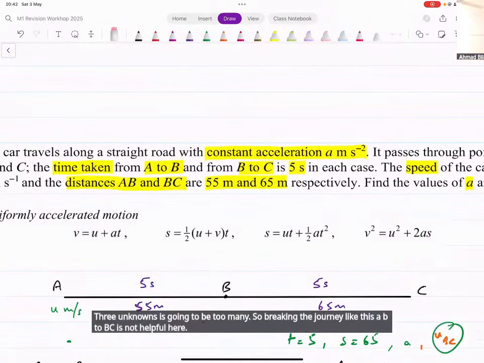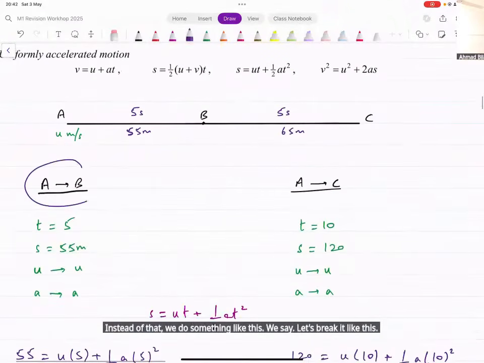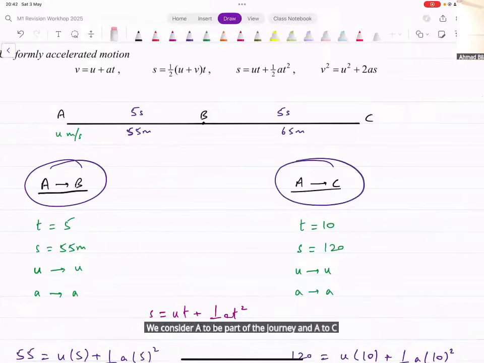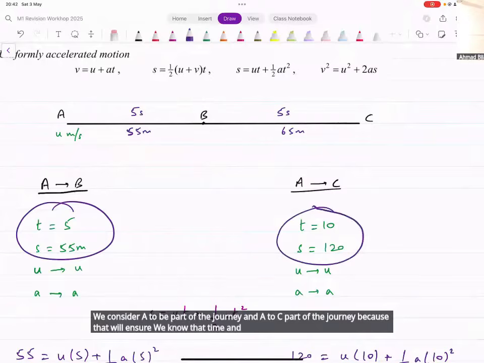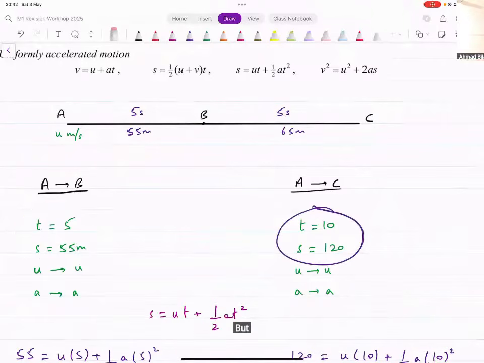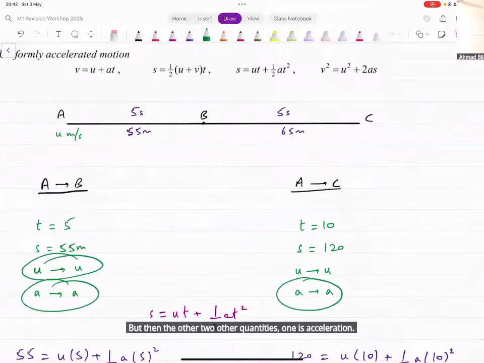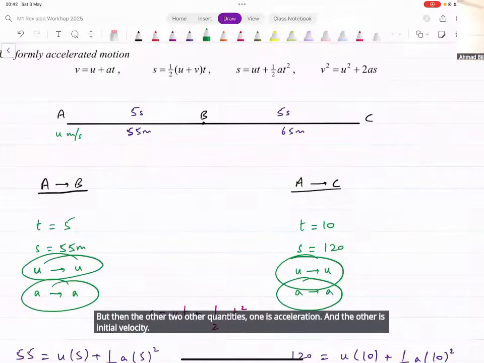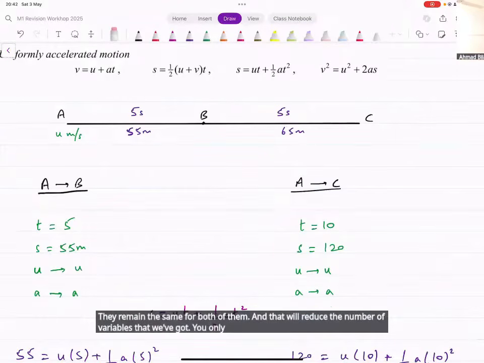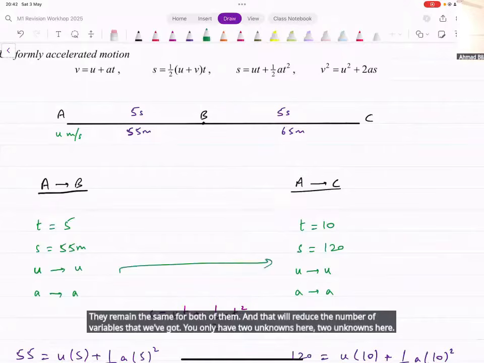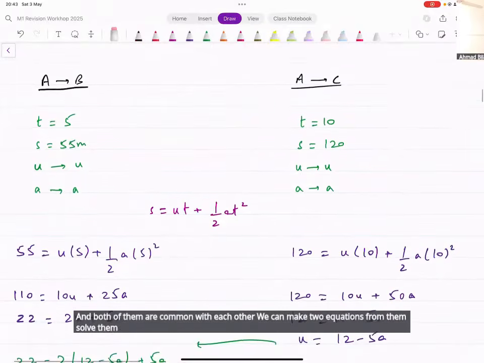Instead of that, we do something like this. We say, let's break it like this. We consider the A to B part of the journey and the A to C part of the journey, because that will ensure we know the time and displacement for both of them. But then the other two quantities, one is acceleration and the other is initial velocity, they remain the same for both of them. And that will reduce the number of variables that we've got. We only have two unknowns here, and both of them are common with each other. We can make two equations from them, solve them simultaneously, and find the values of u and a from this.